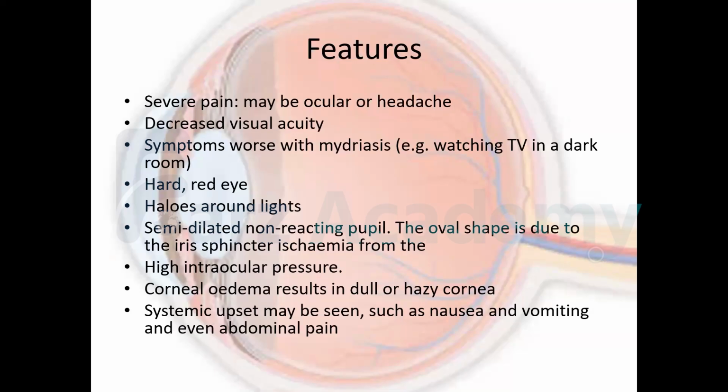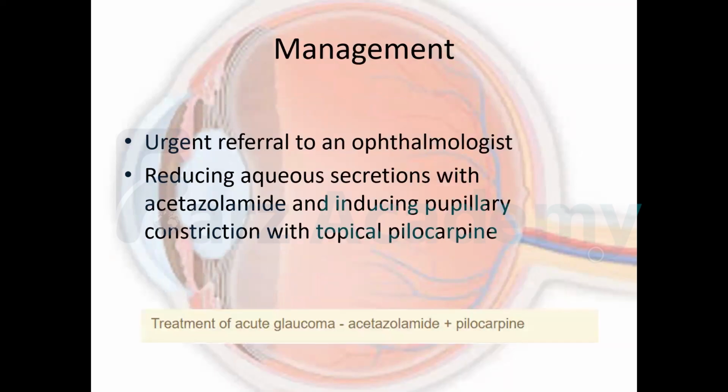Semi-dilated, non-reacting pupils are seen in some patients. The oval shape is due to the iris sphincter ischemia from the high intraocular pressure. There can be corneal edema in some patients, which can lead to a dull or hazy cornea. Systemic upset may be seen, such as nausea or vomiting, and sometimes even abdominal pain, but all these systemic symptoms are very rare.